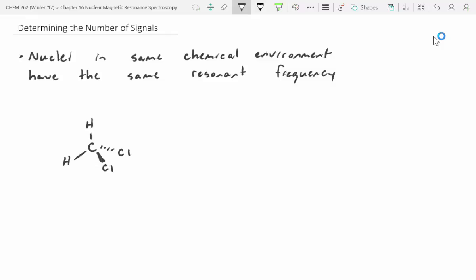Yeah, exactly. If we look at this, they're both in the same relative position to the chlorines and the carbon as the other one, right? So in this case, we could look at both of these and we can say, you know what, HA and HB are in the same chemical environment because of the overall tetrahedral shape. Therefore, we only observe one signal.